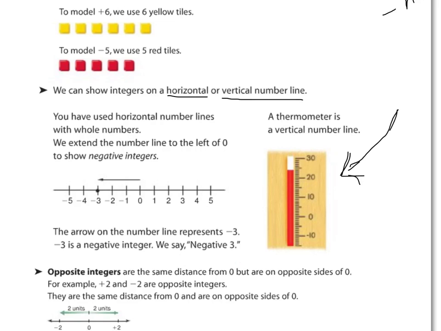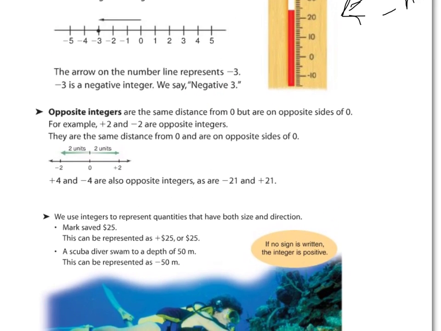We can also have opposite integers. Now, opposite integers are the same distance from the 0, but on opposite sides. So negative 2, positive 2 are opposite integers. Positive 4, negative 4 are opposite integers. Negative 21, positive 21 are opposite integers. We use integers to represent quantities that have both or either size and direction. Okay, so that's going to be important to remember. Integers are used to represent quantities, amounts, that have both size and direction.